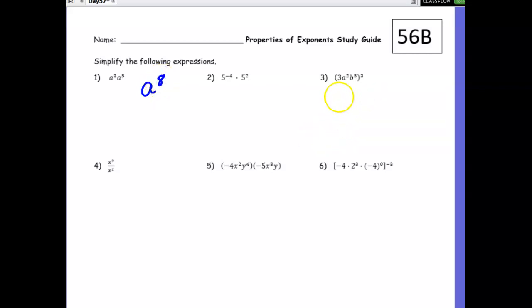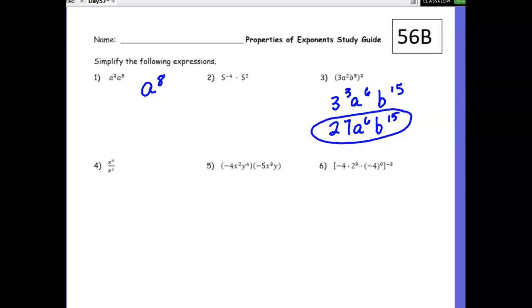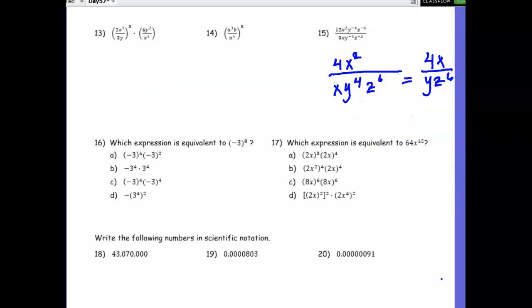Kind of jumping around a little bit, if I looked at number 3, I'd take every factor inside the parentheses and raise that to the third power. A would be to the sixth, because a squared to the third would be a to the sixth, and b would be to the 15th. Then you'd evaluate the coefficient and get the actual number. Okay, so the first 15, that's what you're doing, and it gets increasingly difficult as you go along.